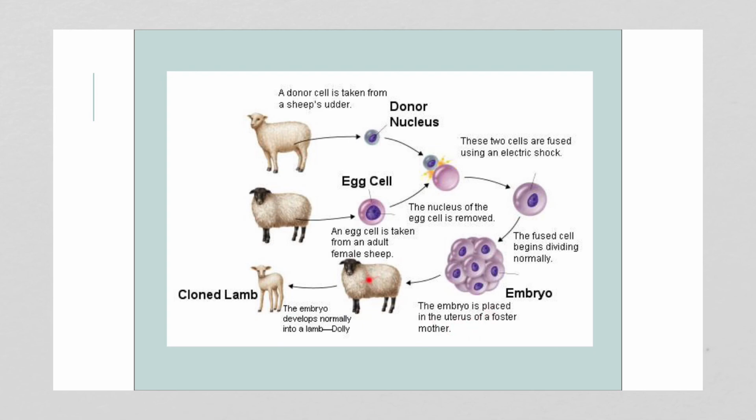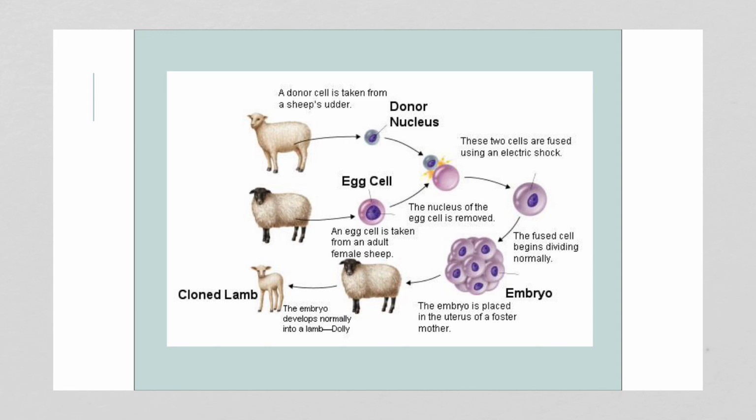The embryo was placed into the uterus of a foster or surrogate mother. She wasn't the donor of the egg cell. She wasn't the donor of the nucleus. She was just a third party. And she carried the embryo and developed the baby sheep. The baby was born, and we ended up with Dolly.